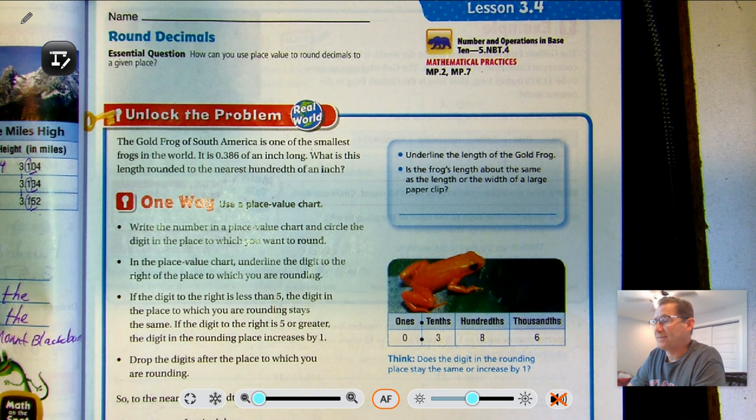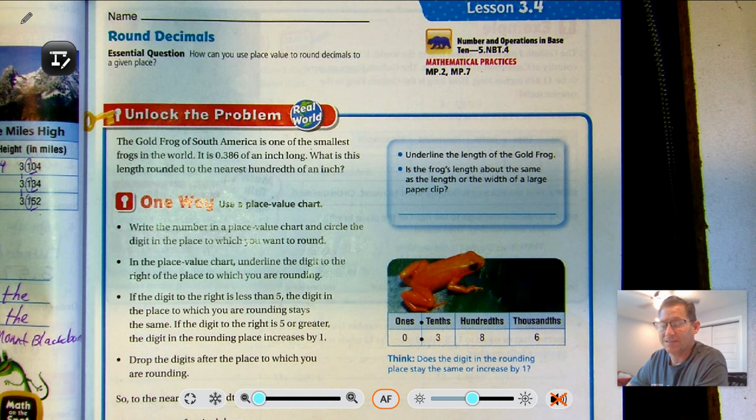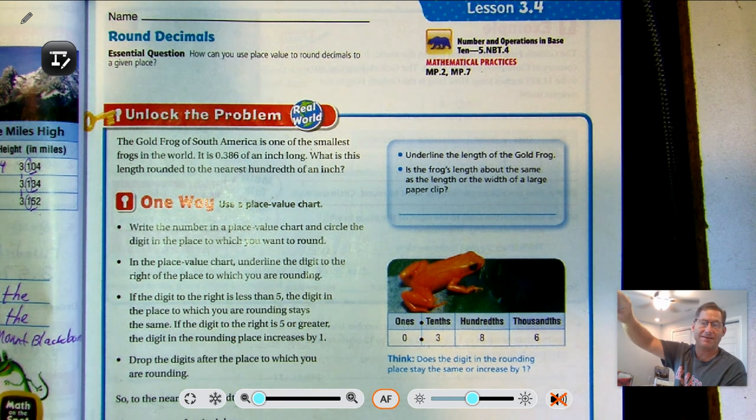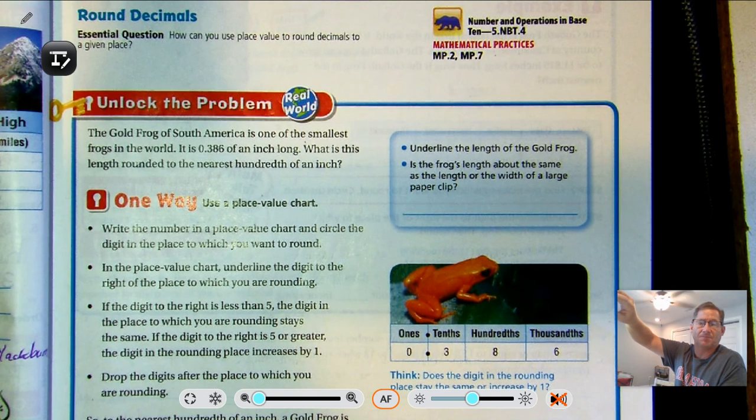Okay, if the digit to the right is less than 5, we would round down, and in that case we just keep the digits the same. So if I had 74 and I said round to the tens, I would circle the 7 because that's what I want to round to, and I would underline the 4. Well, it's less than 5, so I would keep the 7 the same, and it would be 70. So same idea, except we're using decimal values.